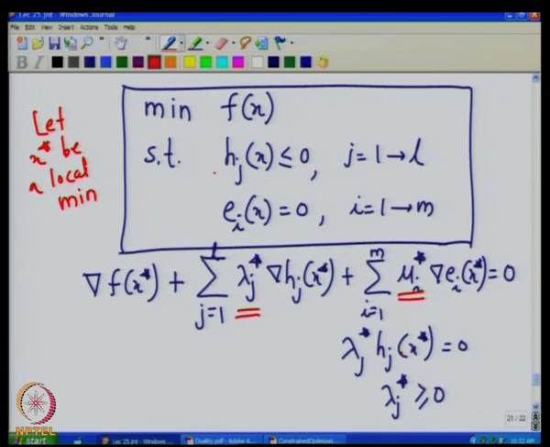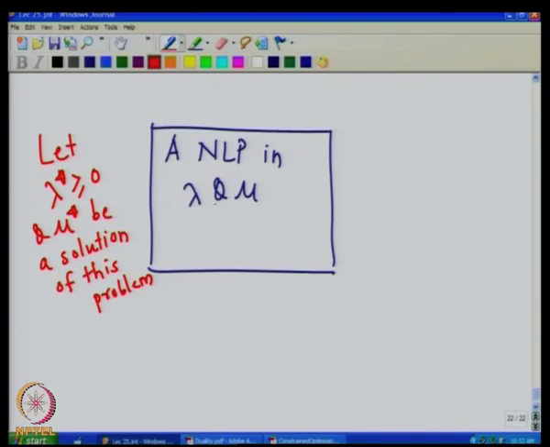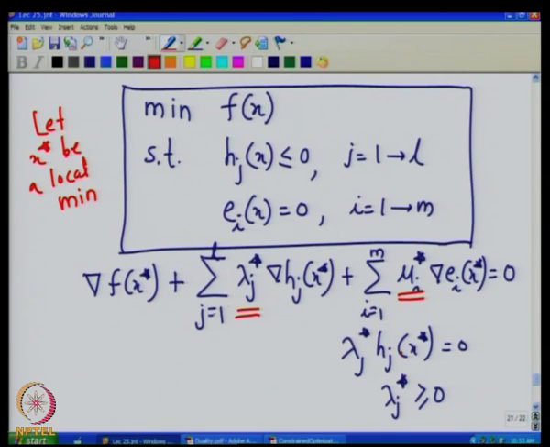So, given a problem, the idea is that if we can find another nonlinear programming problem involving variables lambda and mu, where lambdas are non-negative, mu's are unrestricted in sign, and they have the same dimension as the number of constraints in the original problem, like lambda will be L dimensional and mu will be M dimensional, but lambdas are non-negative. If we can get a solution of this problem very easily, and if that solution can be used to solve this set of equations to find x star, then we directly get the solution of this problem.